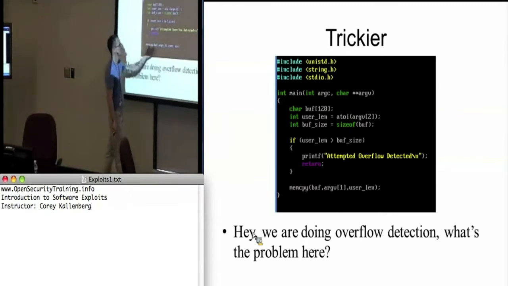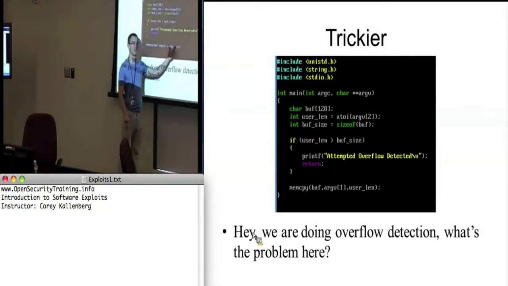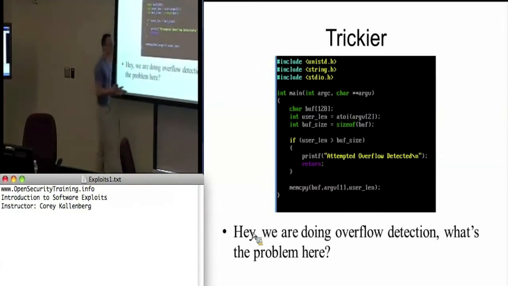But when we pass this to memcpy, it's assuming that this value is an unsigned integer, so it's going to convert negative 1 into 0xFFFFFFFF, which is, you know, like 4 billion or something huge like that. So, buffer overflow.